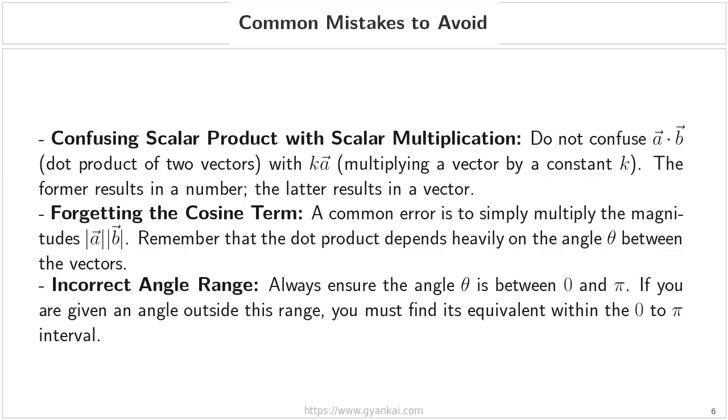Finally, keep an eye on your angle range. When calculating the dot product, we always define the angle theta to be between 0 and pi radians, or 0 to 180 degrees. If a problem provides you with an angle outside of this range, you cannot plug it directly into the formula as is. You must first find the equivalent angle within that 0 to pi interval. Keep these 3 points in mind, and you will avoid the most common mistakes in vector algebra.